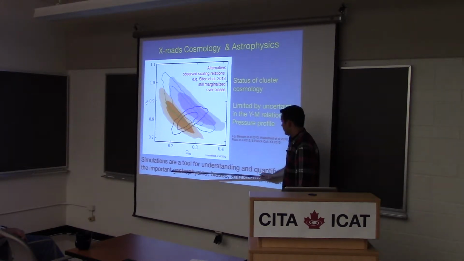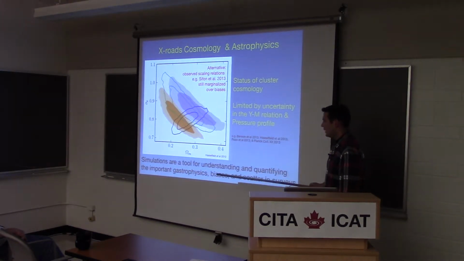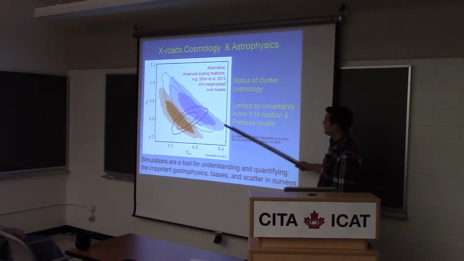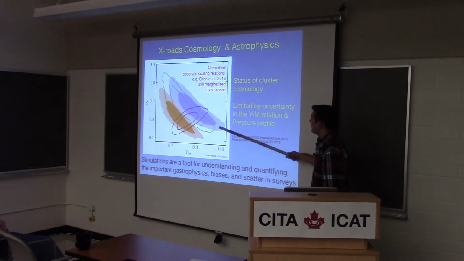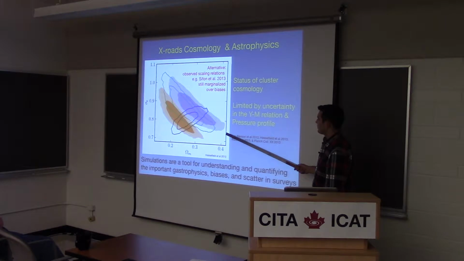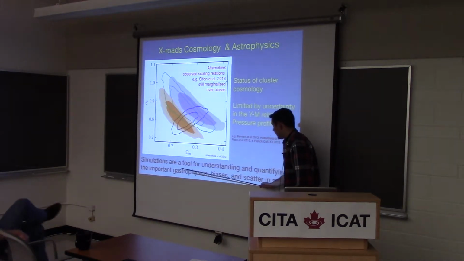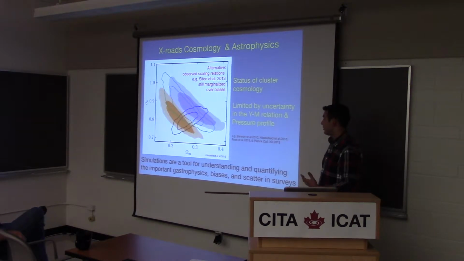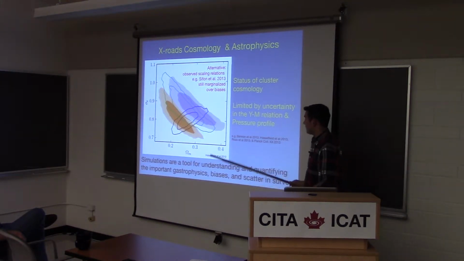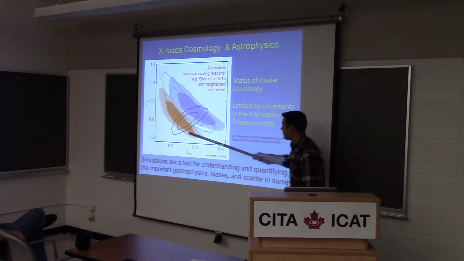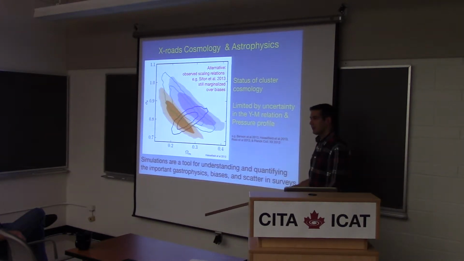And so the goal then is to really try and understand what sort of biases can come in this mass proxy relation. What does the scatter look like? Are there correlations between other observables? Anything like that becomes very important in wanting to constrain and tighten up these constraints and reduce your systematics.